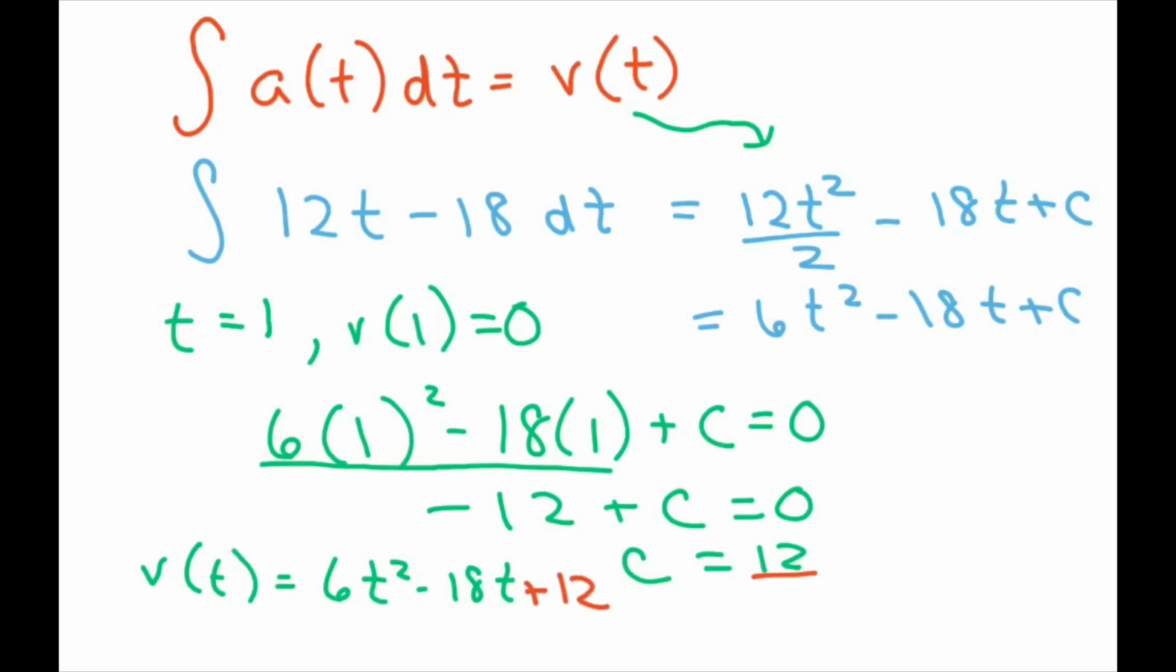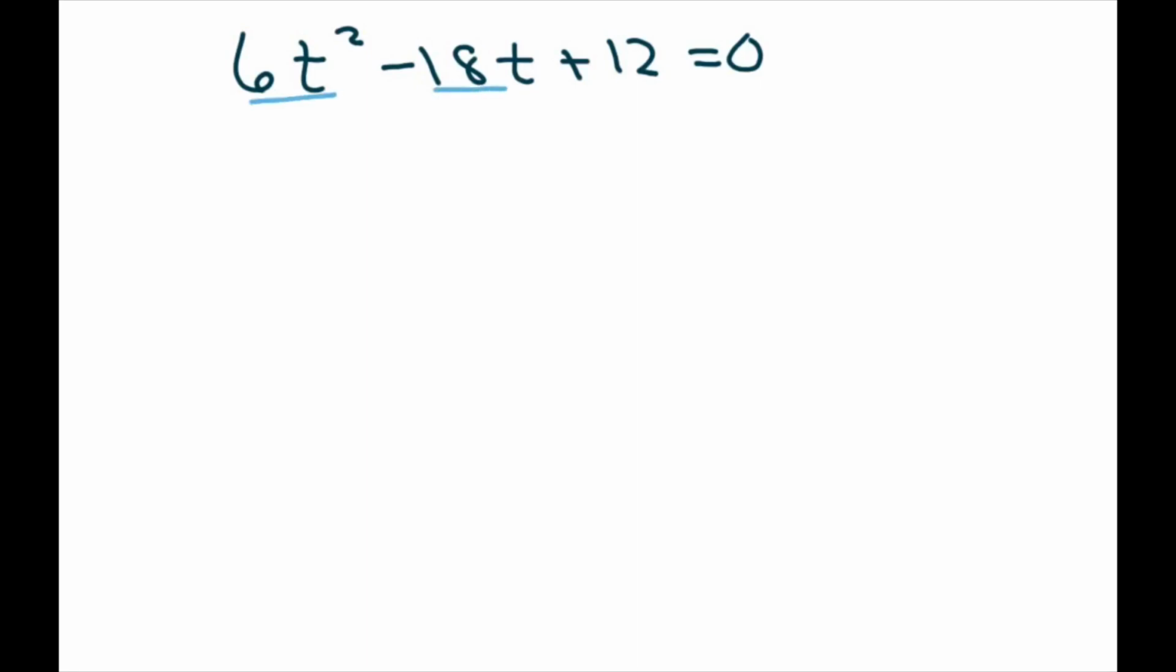All right? Now we have to find at what values of t the particle changes direction. So basically, we're just going to set our velocity, 6t squared minus 18t plus 12, equals 0. I'm going to divide everything by 6 here, so 6, 6, 6. So we get t squared minus 3t plus 2 equals 0.